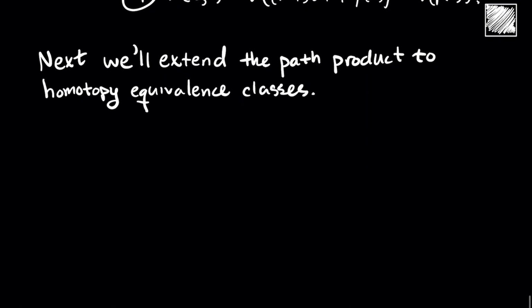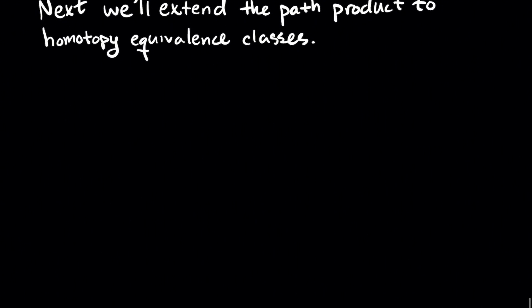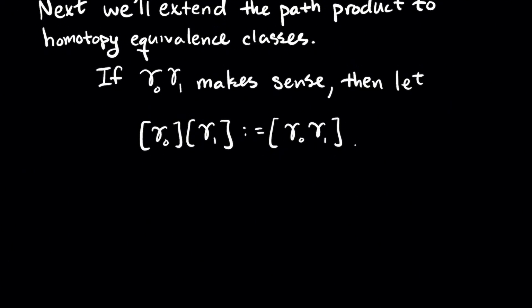So next, what we're going to do is extend the path product to homotopy equivalence classes. If you've got gamma naught, gamma 1, and that path product makes sense, then why don't we just say the path product of two equivalence classes, the class of gamma naught times the class of gamma 1, let's just say that's the equivalence class of the path product gamma naught, gamma 1. That should be really similar to how you probably defined addition or multiplication mod n for integers, right? Why don't I just do the operation I know and love on the equivalence classes? And you just got to think about, is it well defined? And in this case it is.